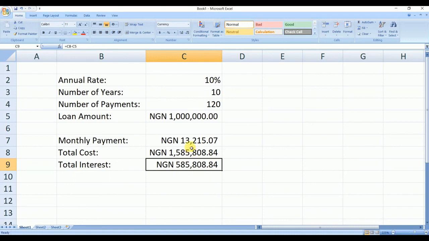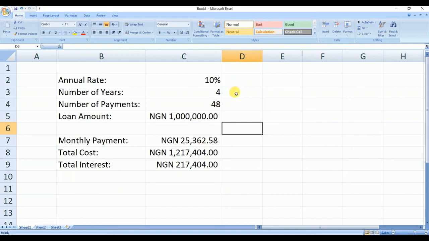So I want you to note the monthly payment. I want you to know the total amount. I want you also to note the total interest that you pay. So if I change this to 4 years instead of 10 years, this is what is going to happen. You're going to pay a higher monthly payment, but the interest on that loan will be a lot smaller compared to the 10-year period.